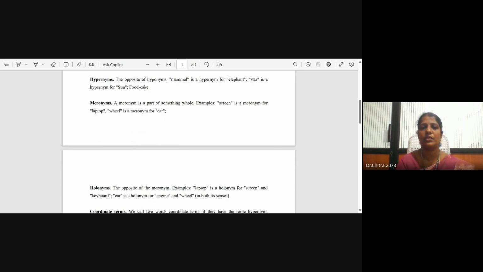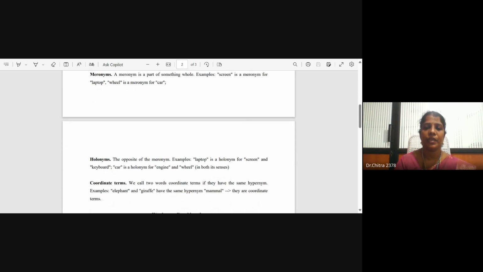Car contains wheel, glass, then engine. All this belongs to the car. So wheel is a meronym, a micro part. Wheel is the micro part of car. So wheel is the meronym for car. Holonym means the opposite of this. Holo means whole, full. Car is the holonym of wheel. Similarly, laptop is the holonym for screen.